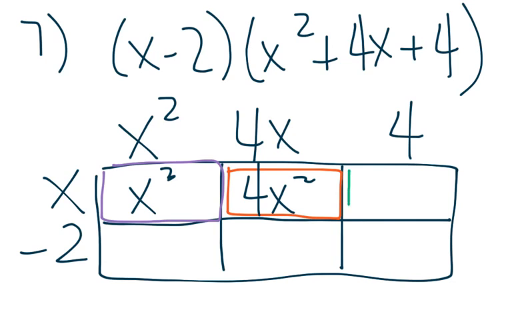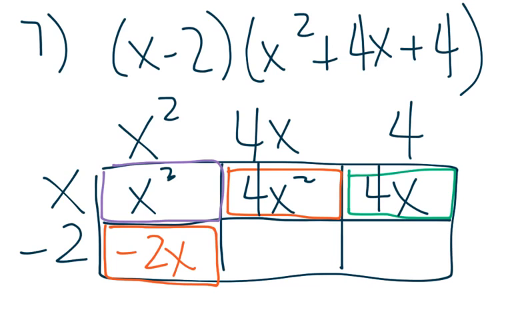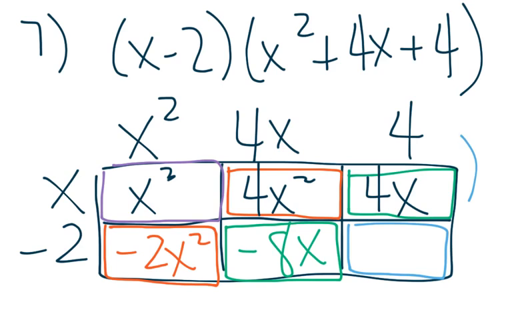And in the last top box, we are going to multiply 4 times x, so that's 4x. And then in the bottom left box, we are going to multiply negative 2 times x squared, so that's minus 2x squared. And then in the middle bottom box, we are multiplying 4x times negative 2, that's negative 8x. And in our last box, we are multiplying 4 times negative 2, so that is negative 8.